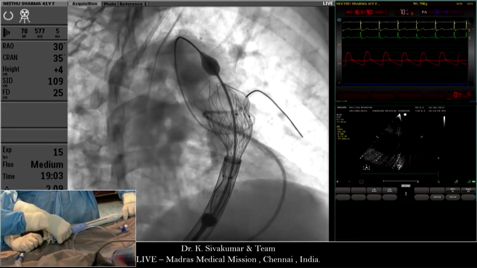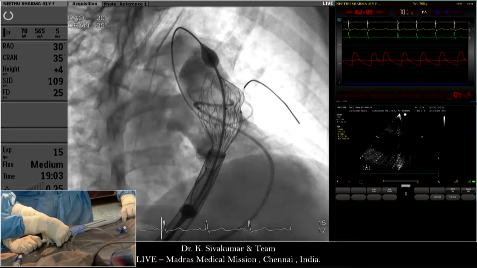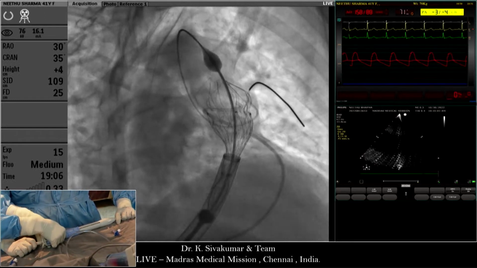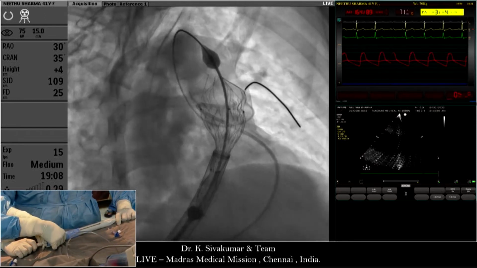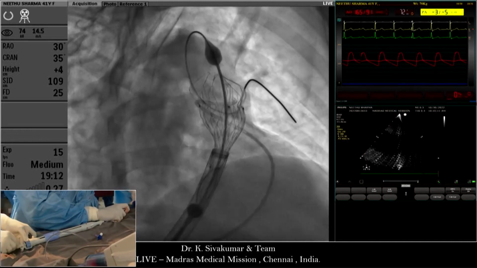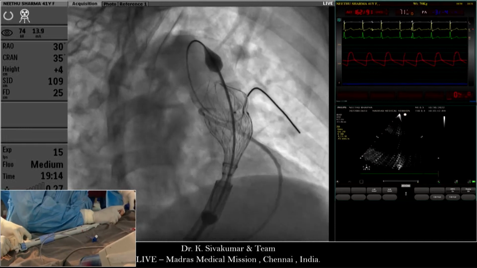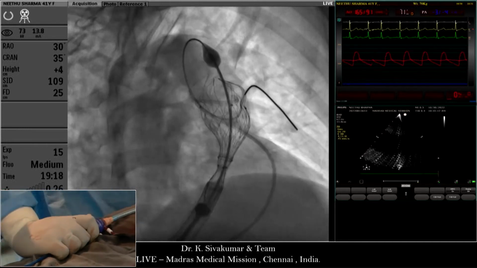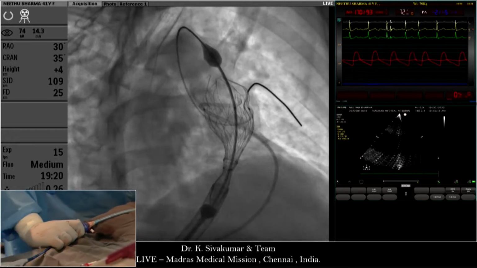So now Pramod is opening a little bit more. Now once again, my sheath, are you happy with this? There. So I'll pull back my sheath a little bit. Hold both together. Yeah. Thank you. Need to keep pushing a little bit.